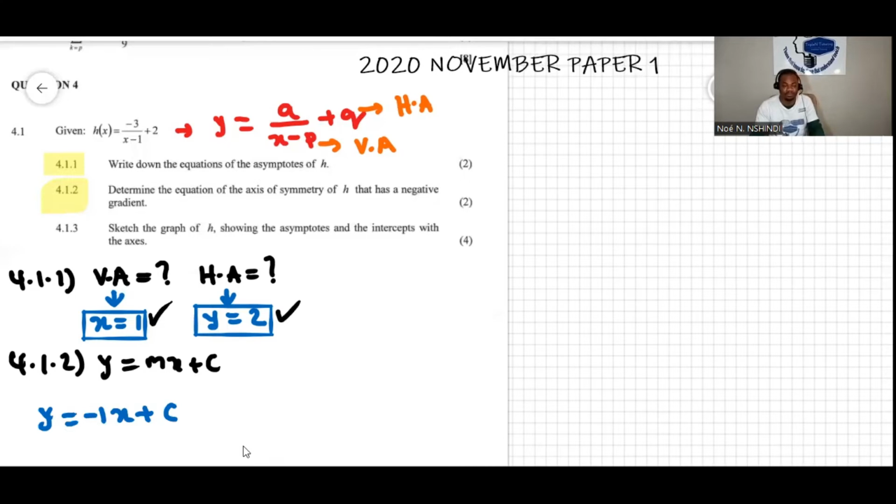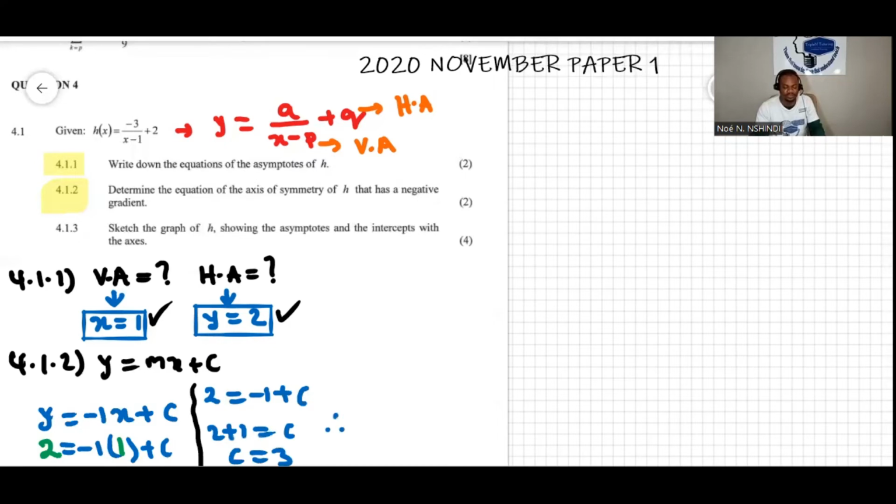Now we're going to substitute the points into this equation. Let's substitute the values. So y will be 2 because it passes through the asymptotes, and then x is just 1. So 2 will be equal to -1 times 1 plus c. This makes 2 equal to -1 plus c. If I move the -1 over, that makes 2 plus 1 equal to c. So c equal to 3. Therefore, the line of symmetry will be -x plus 3.